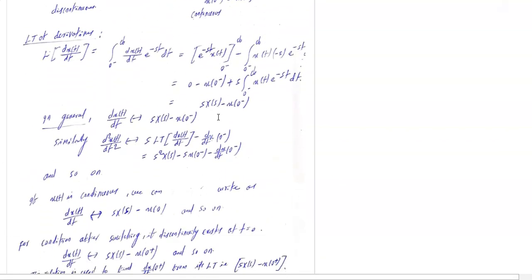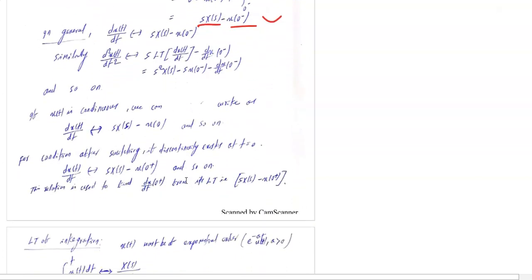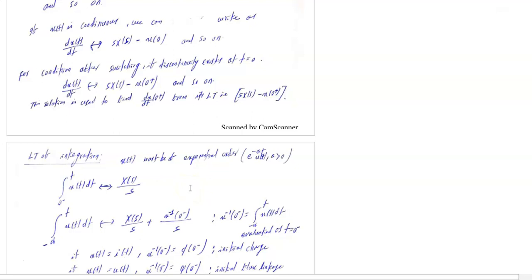Then the Laplace transform for differentiation, provided the differentiation should not result in an impulse function or singularity functions. Then you have s X of s minus x of 0 minus. In general, we use 0 plus, because it is considered for t after the switching. So normally this form is used. The Laplace transform of the first derivative of x of t is s X of s minus x of 0 plus.